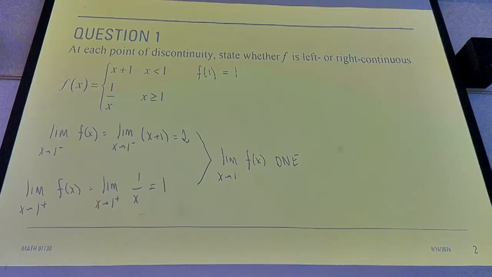At 1, is the function right continuous or left continuous? Why? The only one that reaches 1, because that's the one that equals f of 1.